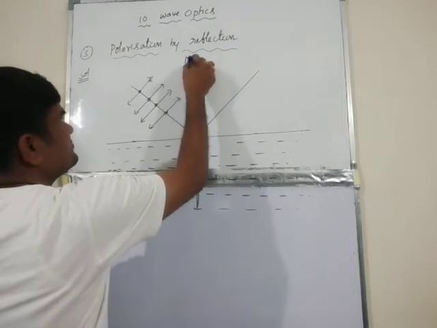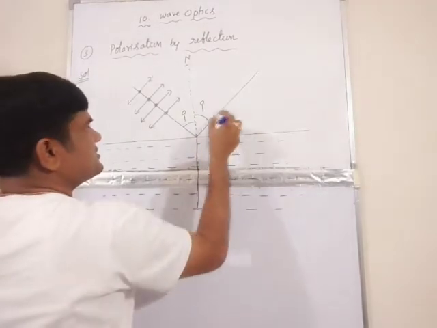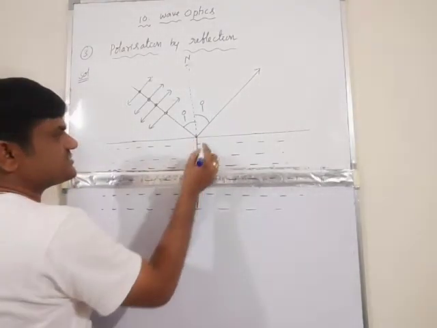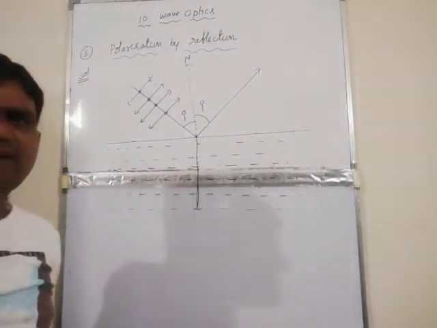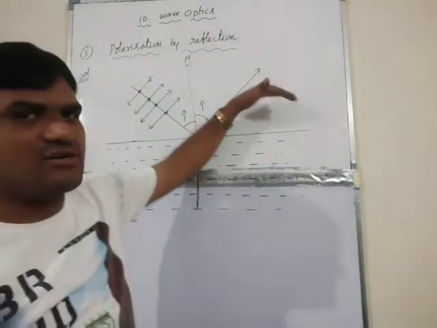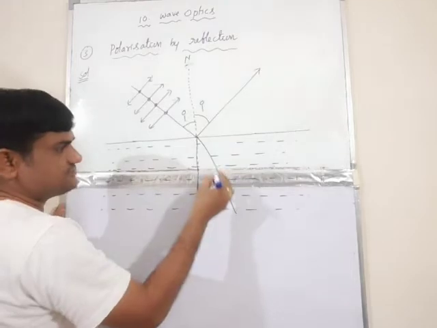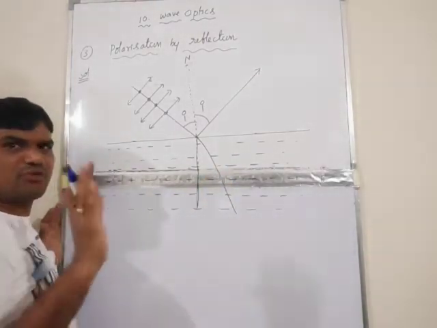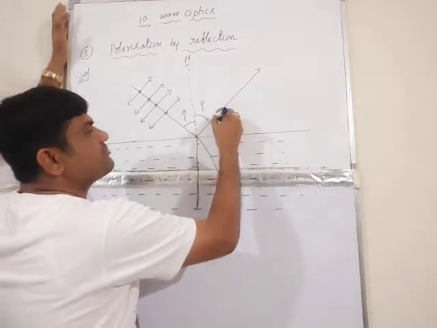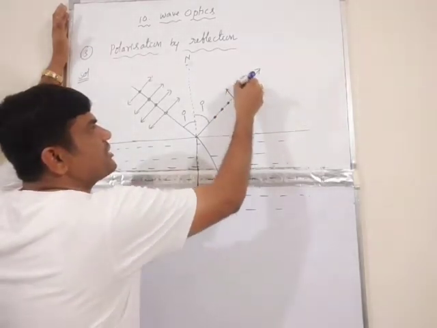This is the normal, and this is the angle of reflection. Here are the incident ray and the reflected ray. In the polarization concept, some part is reflected and some part is refracted. In most cases most of the light is reflected. I can represent this with a dotted symbol as well as a perpendicular symbol.